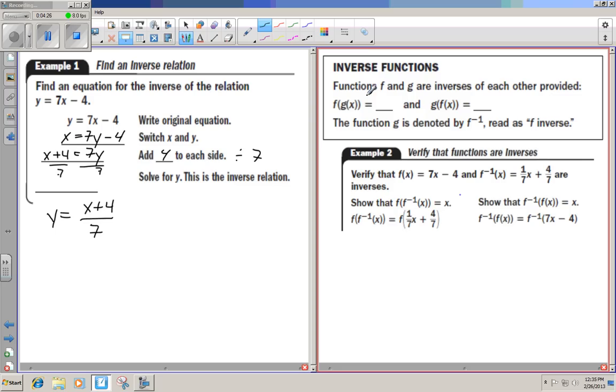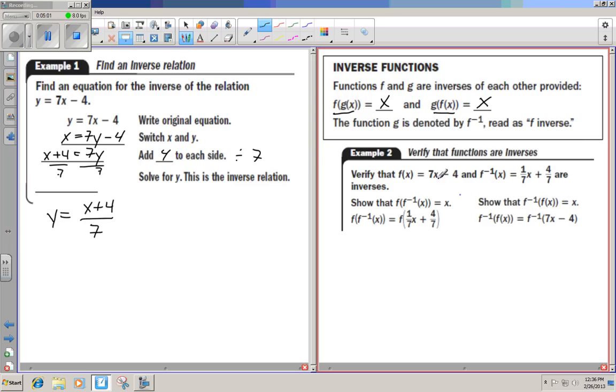Now, inverse functions: functions f and g, this is part of your note-taking guides. They're inverses if, when you do a composite, 6.3 was about finding composites, f of g of x, g of f of x. When you find the inverse of them, if you do the composite, you'll end up with just x as your answer. So f of g of x is x, and g of f of x ends up being x. Right? And the inverse function is denoted by f to the negative 1. We've already talked about that.